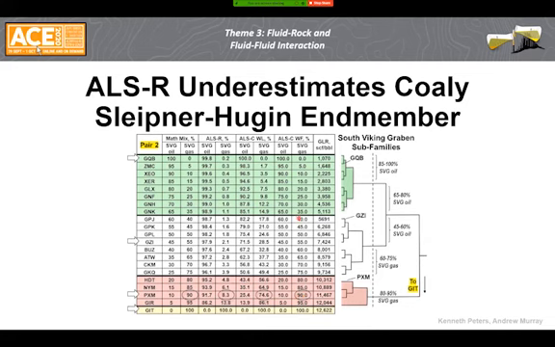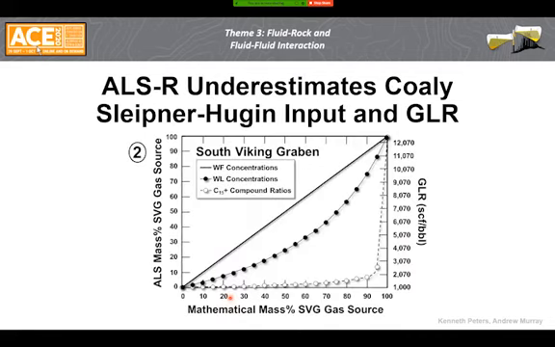And then if we run alternating least squares, we get a result that is exactly the same as the mix. Okay, so we're going to predict 11,500 for the GLR, and we're going to know that this is 90% SVG gas, Sleipner-Huygens gas, not 8%. That's a very important thing for people to take note of. As I said, there are a lot of publications right now that ignore that issue.